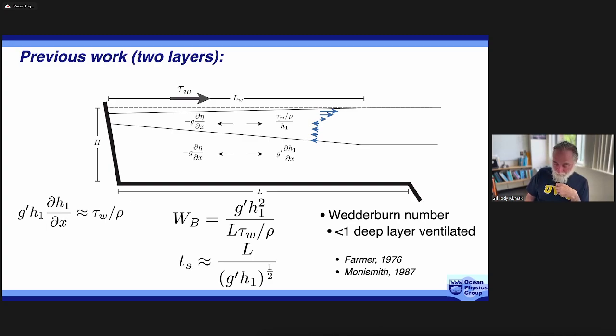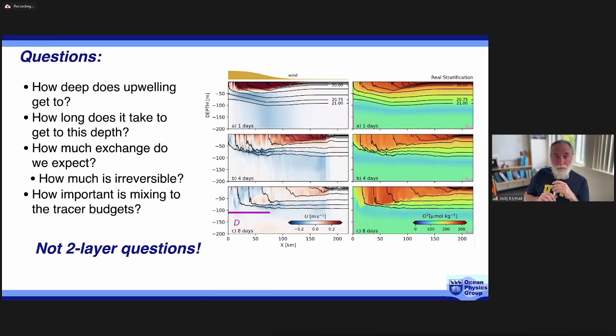And then, if the Wedderburn number gets less than 1, then this deep layer sticks out, and you end up getting deep ventilation of that deep layer. And you can also get a time scale from those same arguments. However, these questions that I asked just a second ago, they're not really two-layered questions. We want to know how deep it gets, not whether a supposed surface layer gets to the surface or not.